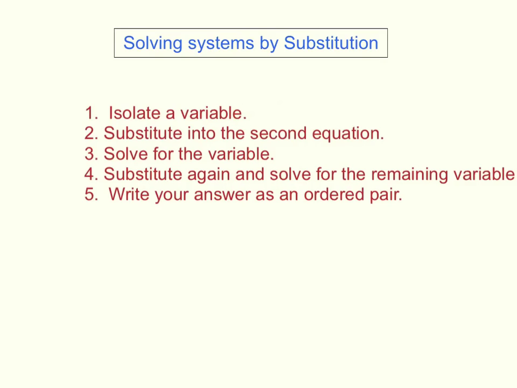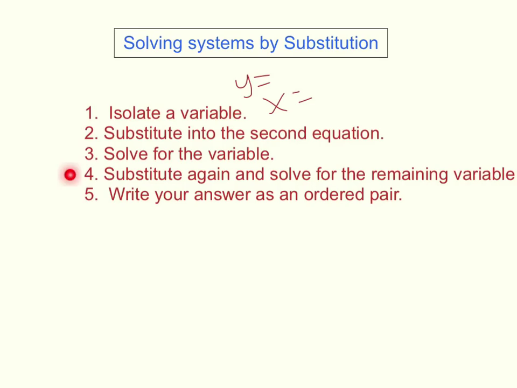So the second way that we solve a system is by substitution. Okay, the first thing you want to do is isolate a variable. So that means you want to get it either in y equals or x equals, whichever one's easier. Then you're going to substitute that into the second equation, the equation that you didn't put into y equals or x equals. You'll solve to find the variable, and then you'll substitute that back in to find the other variable. And you need to write your answer as an ordered pair.